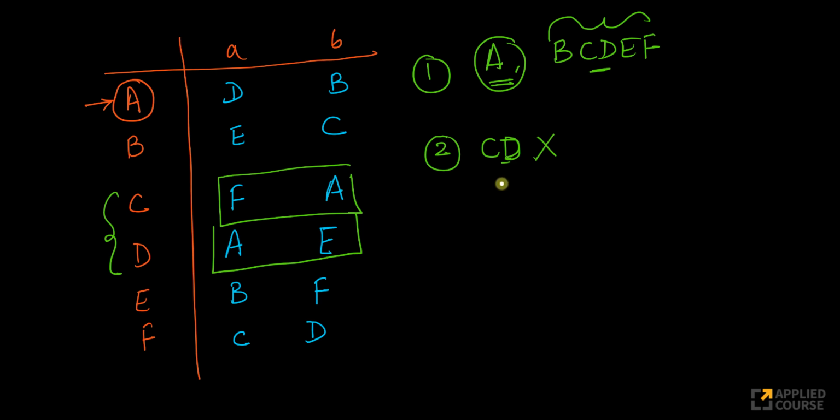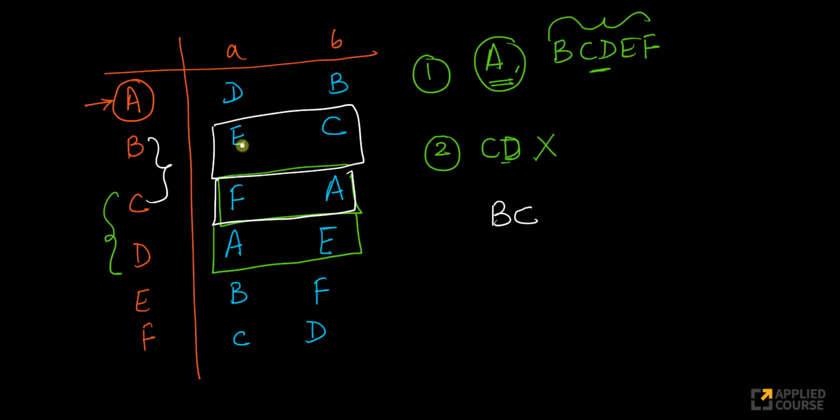Okay, let's take another example. Can I join B and C? Look at this. Can I combine B and C? Let's try. If I want to combine B and C, I have to combine E and F into one variable.